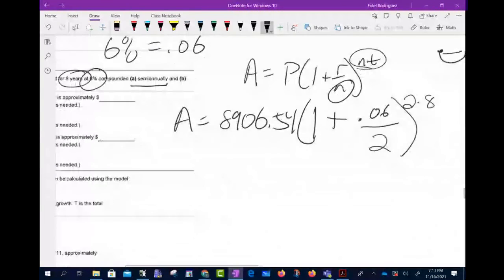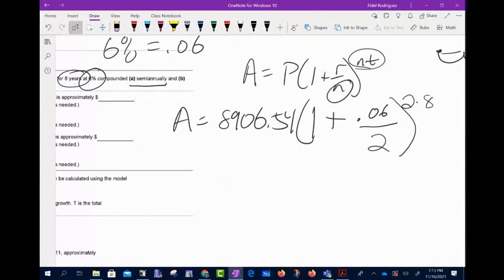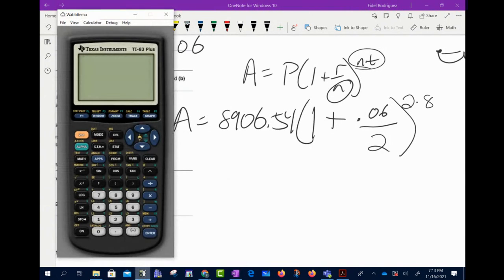Okay, so I'm going to zoom in just so you can kind of see what I wrote. The next step, y'all, is strictly calculator work. You're going to do this exactly like the way it's written on your paper. You're going to enter it in your calculator exactly the same way, whether you have a regular calculator or one of those calculator apps. So look, 8906.54 times, because it's in front of the parentheses, right? So I see parentheses, so let me write them down. 1 plus 0.06 divided by 2 raised to the power.